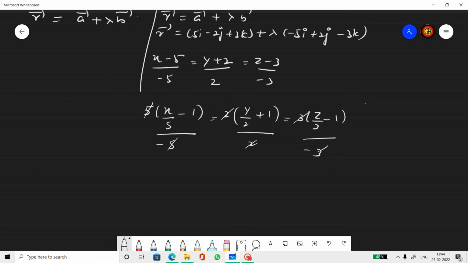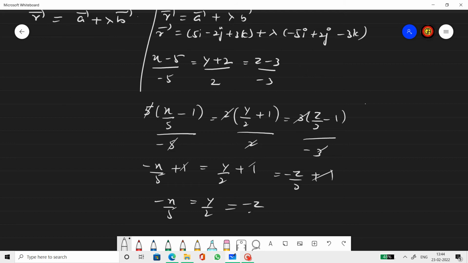So we get minus x by 5 plus 1, y by 2 plus 1, minus z by 3 plus 1. The plus 1 will get cancelled eventually because everything is equal. So minus x by 5, y by 2 equals minus z by 3. Or we can write it as x by 5, minus y by 2 and z by 3. So this is how we get the equation of the line whatever point we choose.